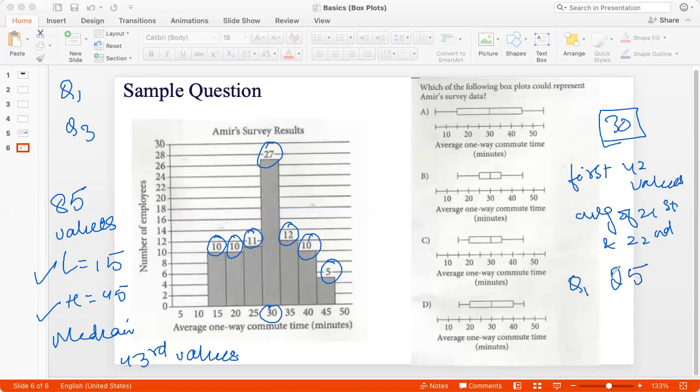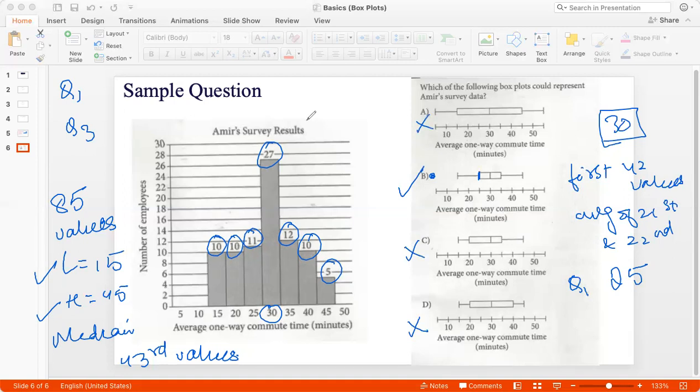So it can't be this, it could be this, so I'll keep this. It can't be this, and it can't be this. So just from Q1, I've gotten my answer as 25, which is this line, right? Which is on 25. Okay, let's also find Q3.